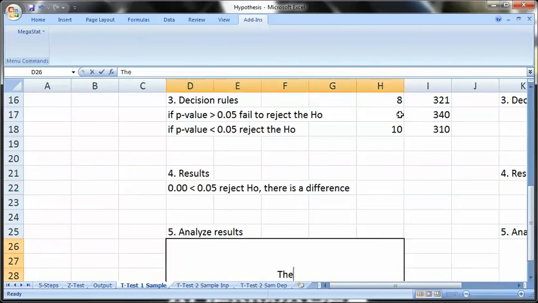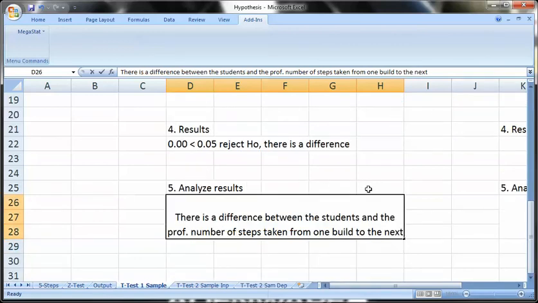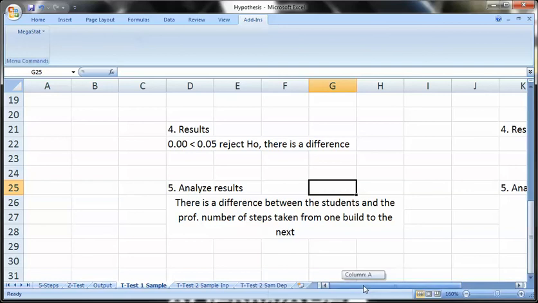Analyzing a result, there is a difference between the students and the professor's number of steps taken from one building to the next. Maybe the professor is unusually tall, maybe there's a number of shorter people that may need to take more steps, maybe they took a different route, whatever, we don't know, but that's pretty much the result. Okay, on to the next series.